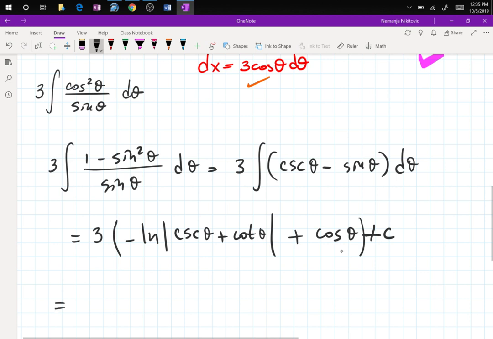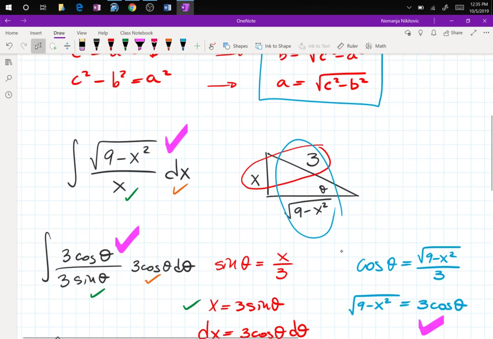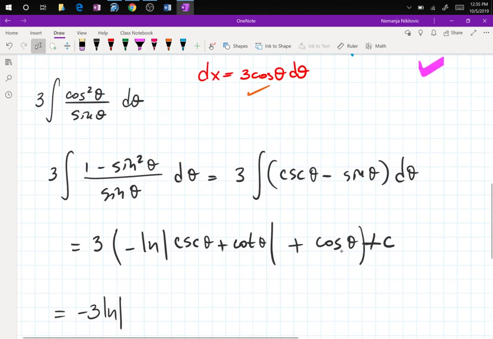So now, negative 3 ln absolute value. And what's cosecant? It's 1 over sine, which means? Beautiful. You will go to your triangle and read hypotenuse over opposite, which is 3 over x. And you'll just drop that there instead of cosecant, 3 over x. That's how easy it actually is.